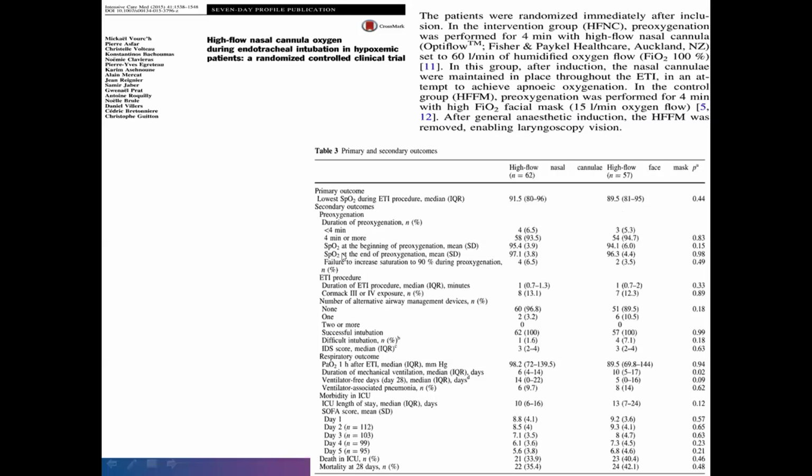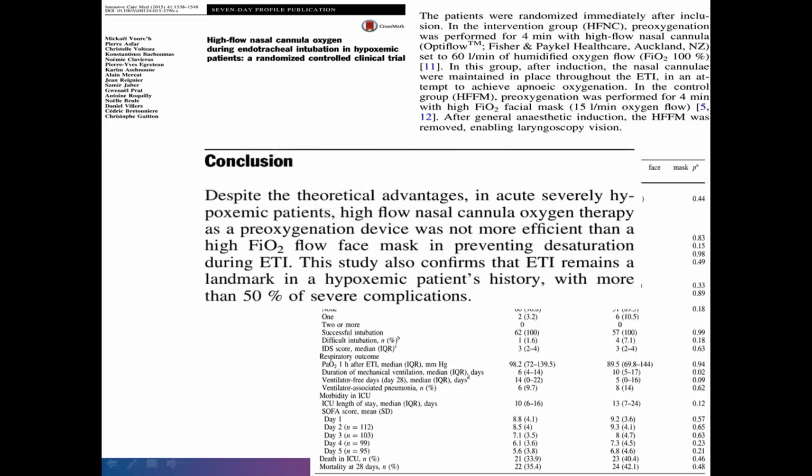Coming to the secondary outcomes, there were a lot of them, including morbidity in ICU, length of stay, and mortality at 28 days. Everything showed no statistical significance. This was published in 2015 in the Intensive Care Medicine journal. They concluded that despite the theoretical advantages, in acutely, severely hypoxemic patients, HFNC as a pre-oxygenation device was not more efficient than the high FiO2 face mask.